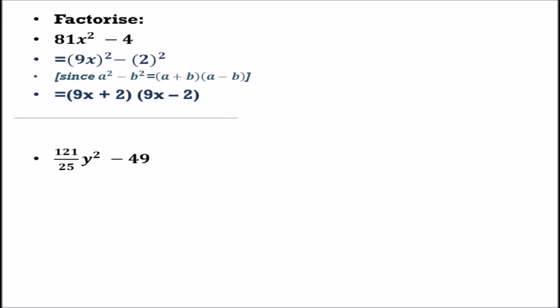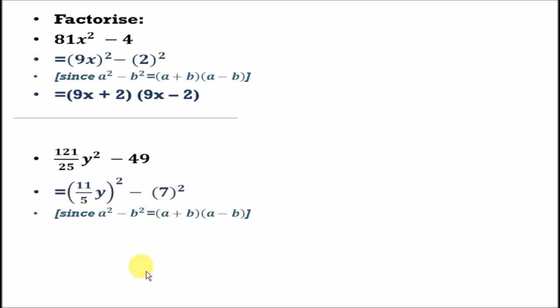Here the coefficient of y square is in fraction, 121 by 25. But both the numbers are perfect squares. 121 is 11 square and 25 is 5 square. So we can write the number as 11 by 5 y whole square minus 7 square, as 7 7s are 49. Now this again takes the form of a square minus b square, where a is 11 by 5y and b is 7. Since a square minus b square equals a plus b into a minus b, this can be factorized as 11 by 5y plus 7 into 11 by 5y minus 7.